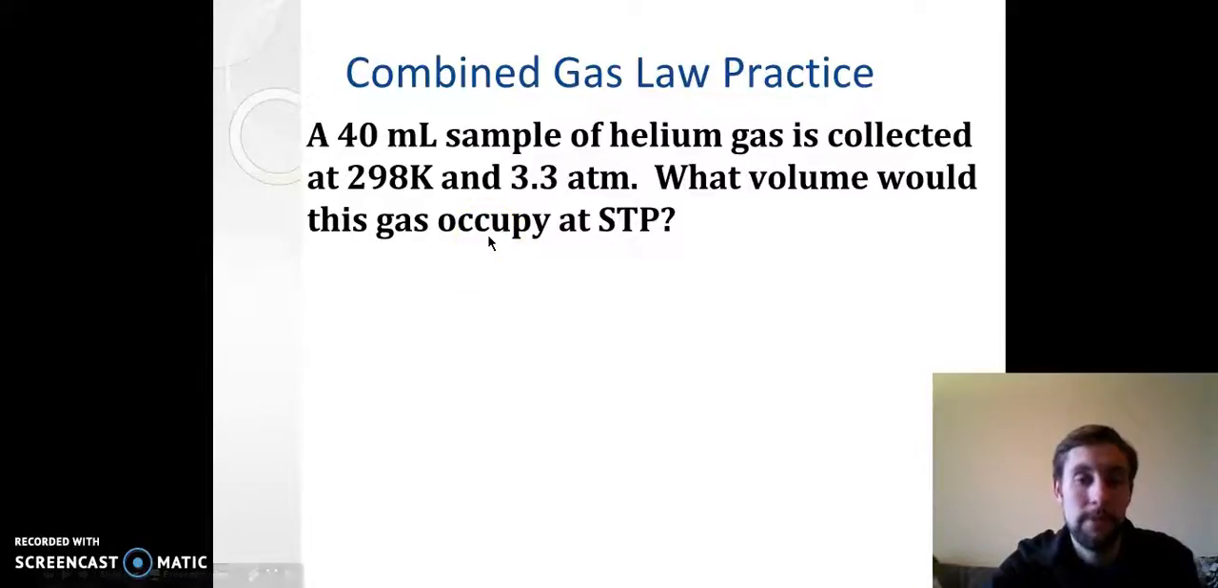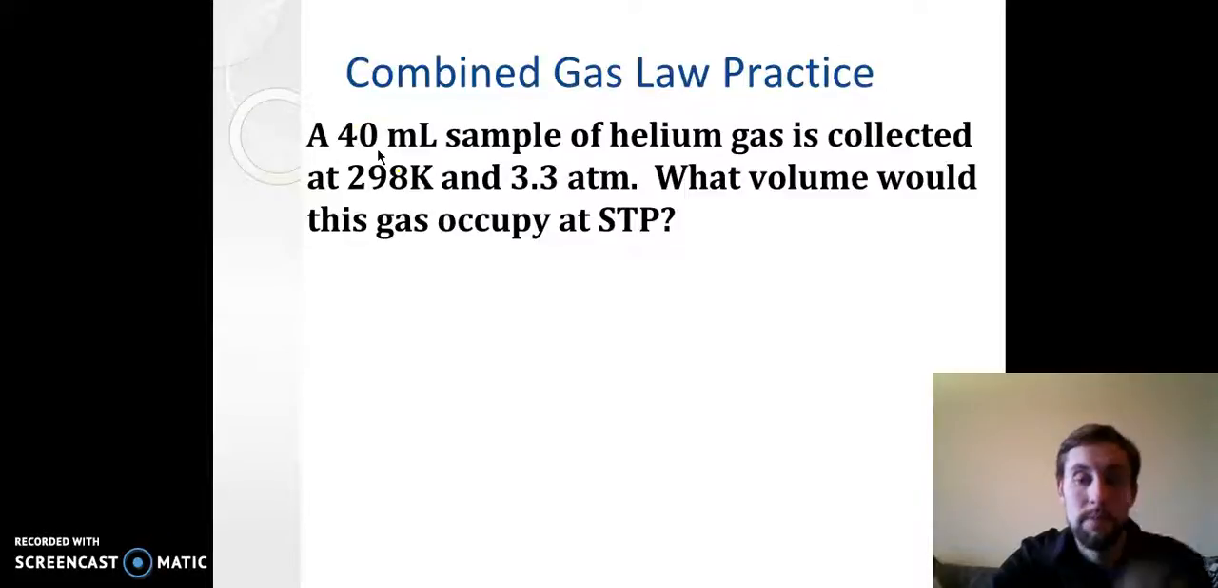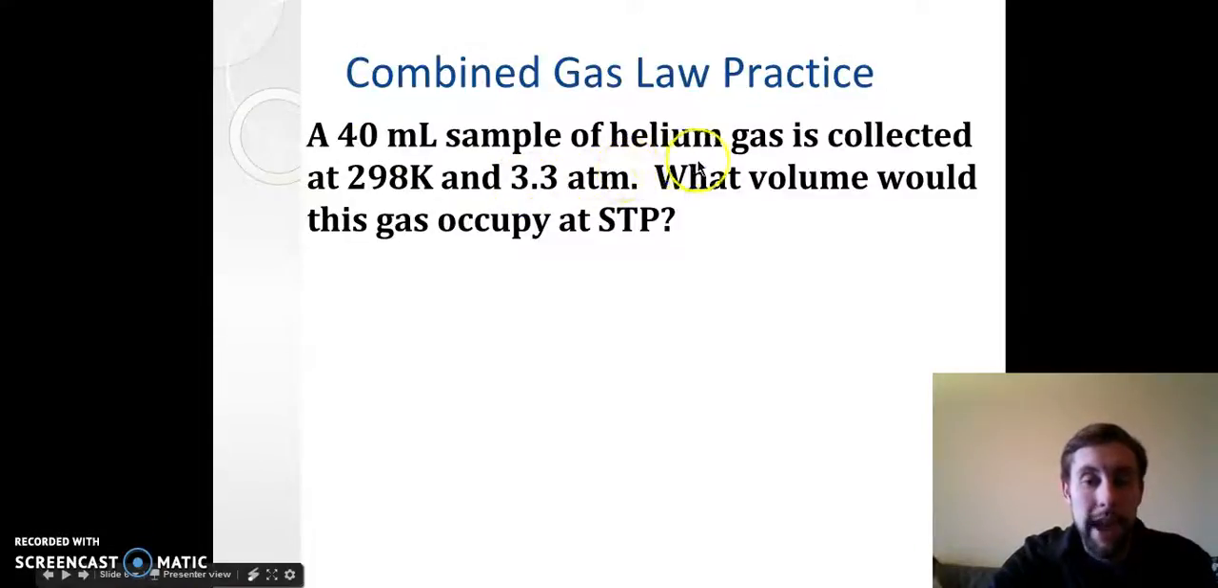I don't know what those are. Okay, so 40 milliliters, that's a volume. The helium gas is collected at 298 K, which is our temperature, and 3.3 atmospheres. So we've got one volume, one temperature, one pressure. What volume? They're looking for a new volume. Will this gas occupy if it's changed to STP? You might go, well, I don't have enough variables.